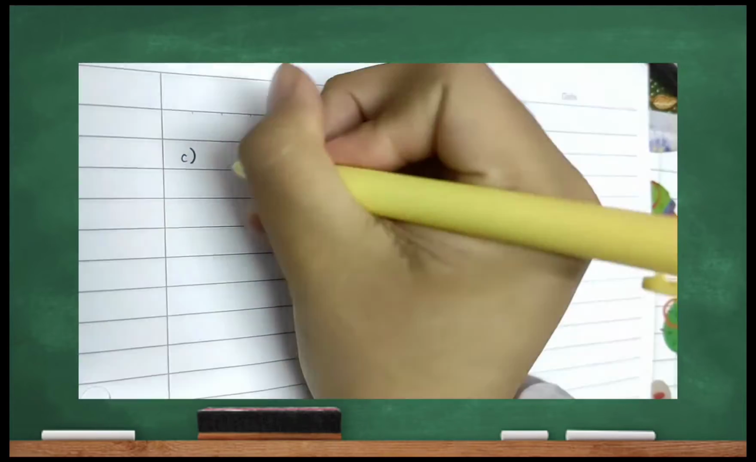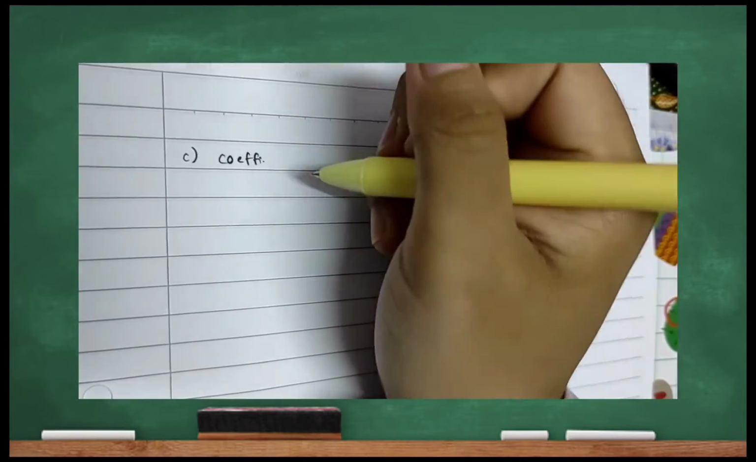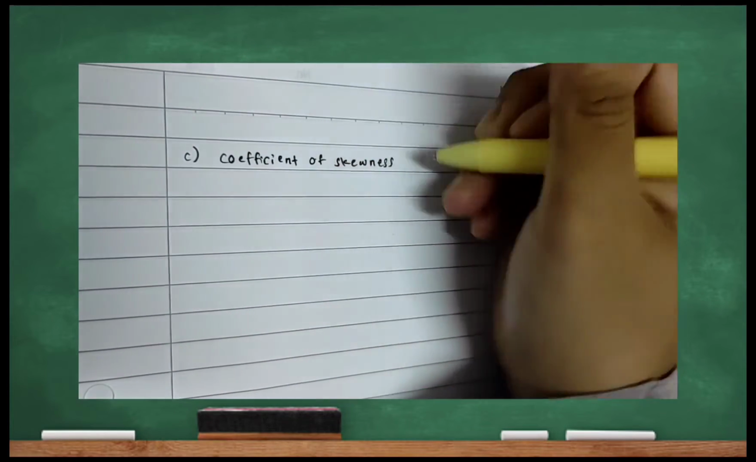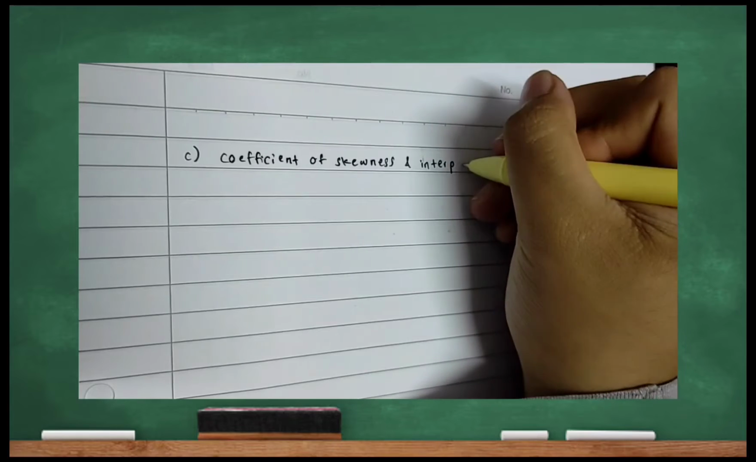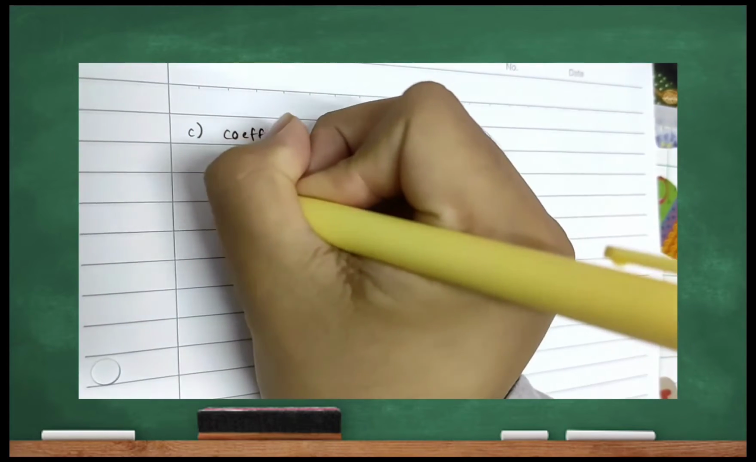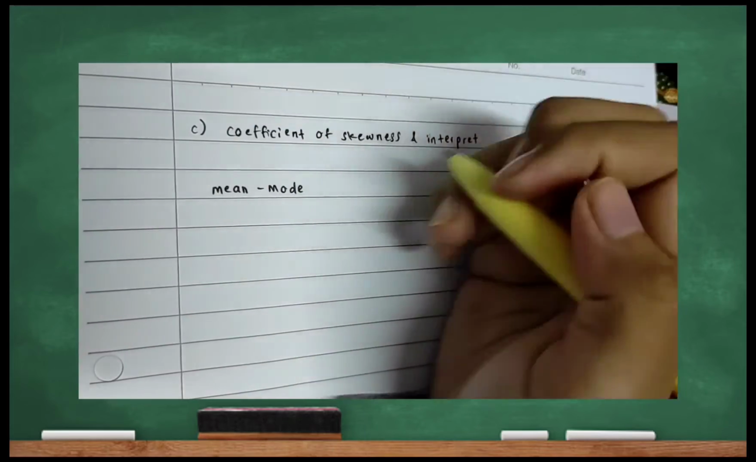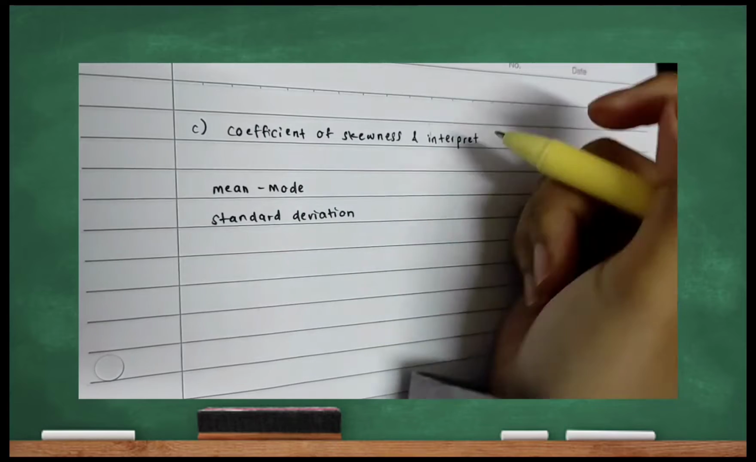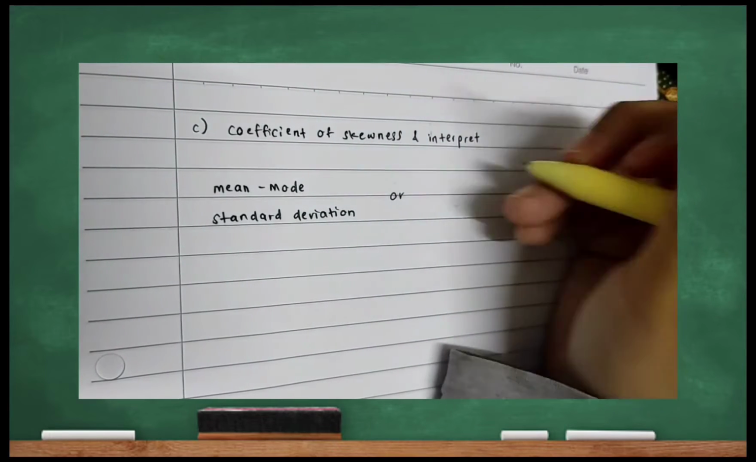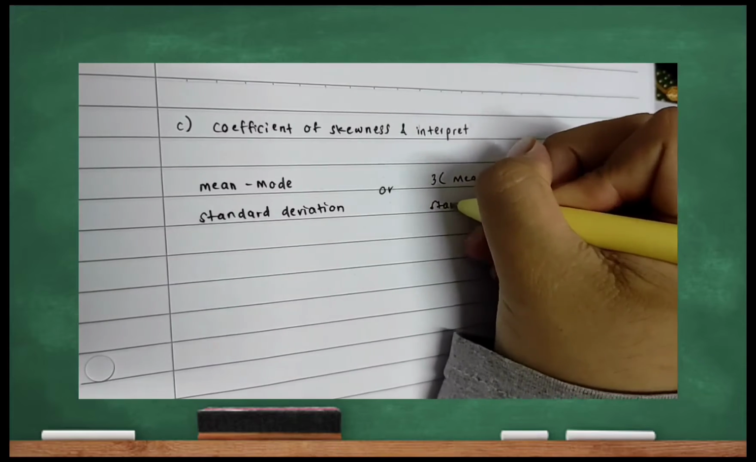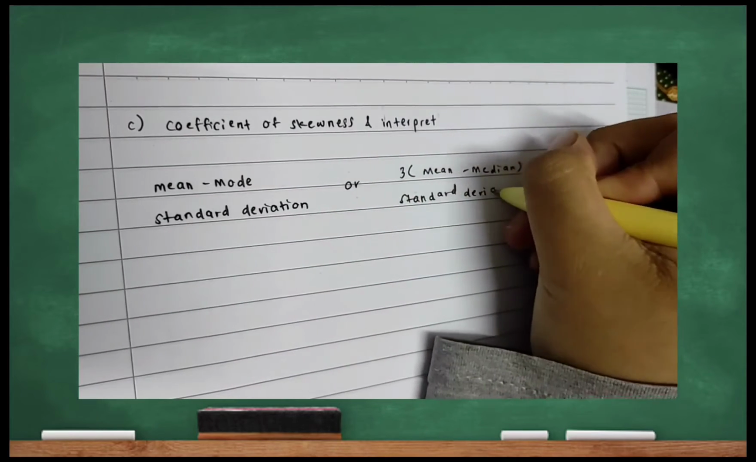Moving on to the last question, which is the coefficient of skewness, and interpret it. First and foremost, as usual, we have to write down the formula beforehand. Mean minus mode divided by standard deviation, or 3 multiplied by mean minus median divided by standard deviation.